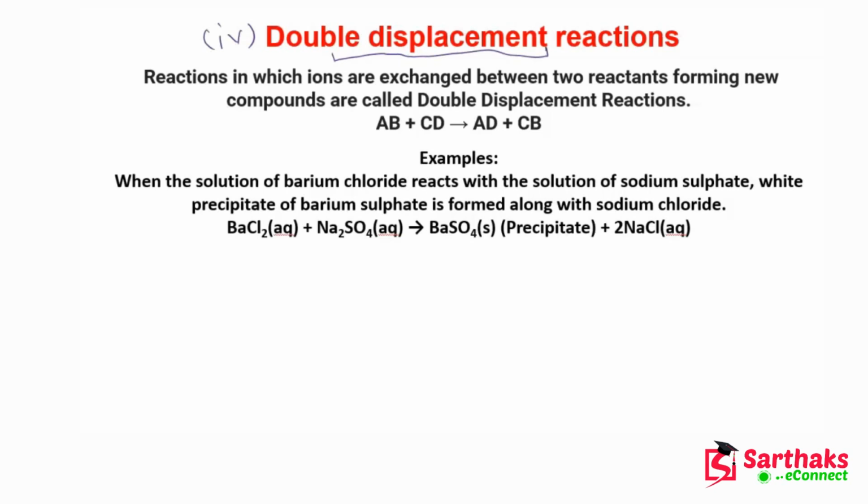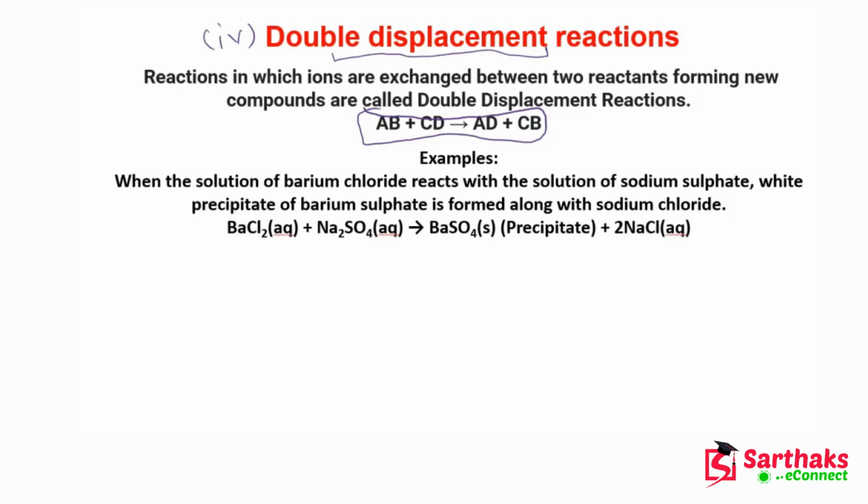But this is a double displacement reaction. In this type of reaction there is an exchange of ions between two reactants. When there is an exchange of ions between two reactants, these types of reactions are known as double displacement reactions. The general form for this reaction is written here: AB + CD = AD + CB.